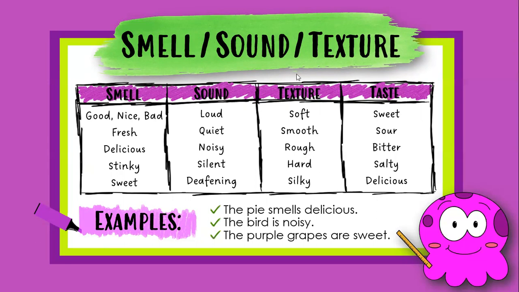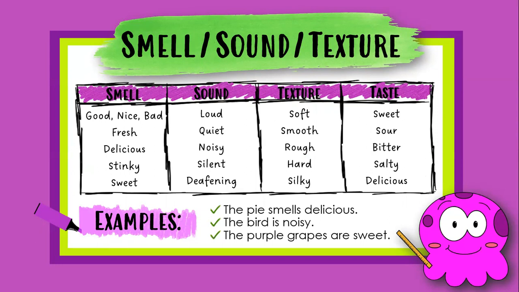Words we can use to describe texture. So texture is the feeling you get when you touch something with your skin or hands. And it can be smooth, soft, rough, hard, or silky. And what about taste? Remember, taste is when we're eating things. So things can be sweet, sour, bitter, salty, delicious, and let's not forget that weird and strange umami.